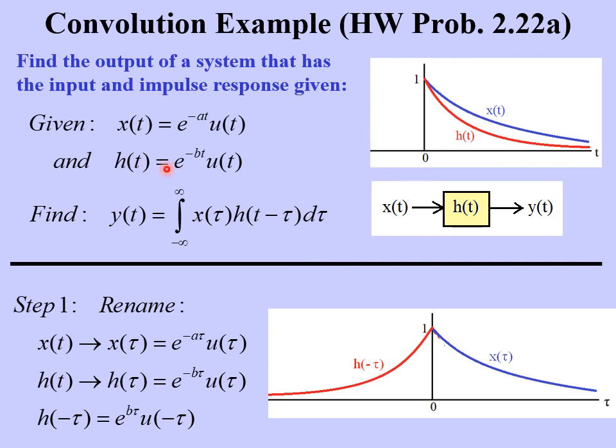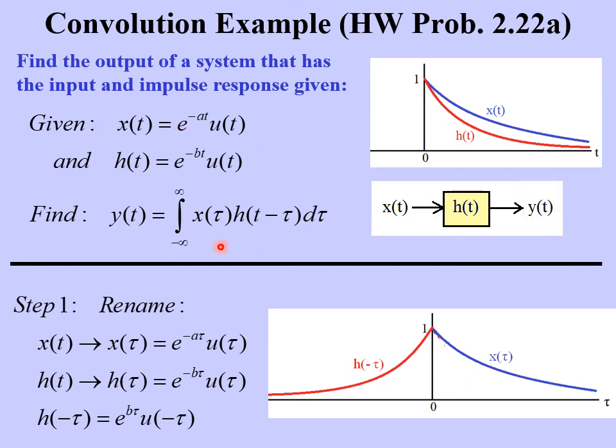We're told that the impulse response of the system is also an exponential decaying function, e to the minus bt times a step function. That's shown here in red. Our goal in this problem is to find the output of this system, which has this particular impulse response h of t, for this input. What is y of t?